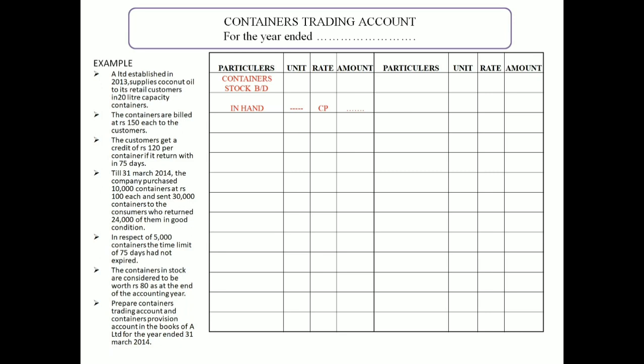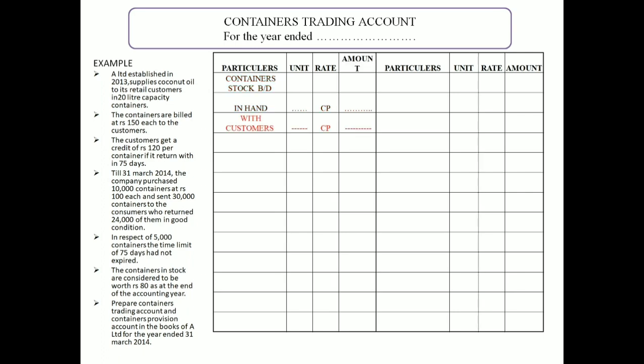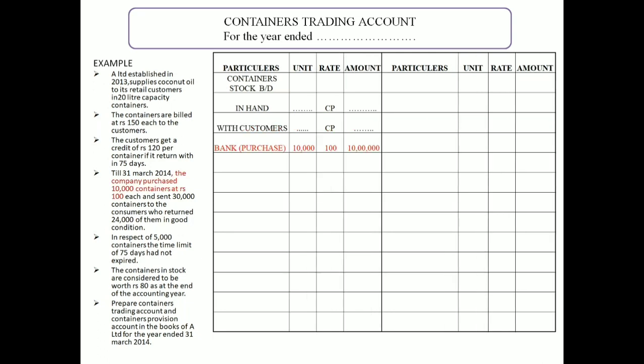I will show you the question on the left side of this presentation. You can look at the question and we can work out the problem. See, there is no opening balance, so there is no carry forward balance from last year. So in hand there is no value, and with customers there is no opening balance, that will also be 0. There is no amount. And the third one, there are purchases, 10,000 containers purchased at rupees 100, so 10 lakh is the value.